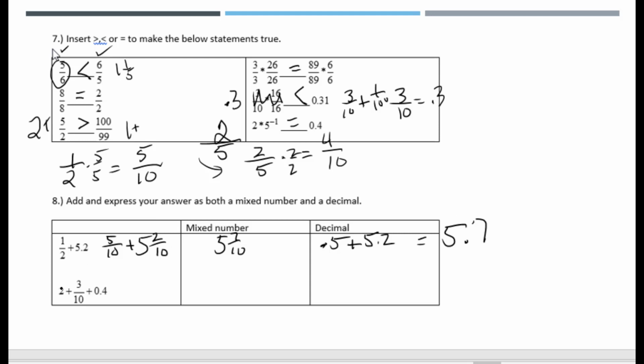This one is 2 plus 3/10 plus 4/10, which is 2 7/10. Writing it as a decimal, 2.7.